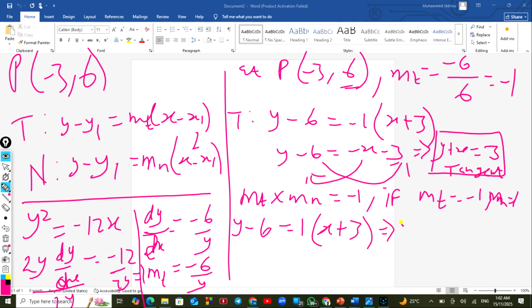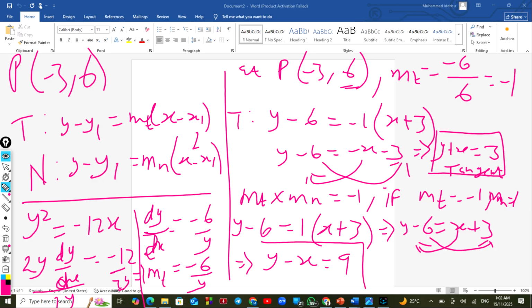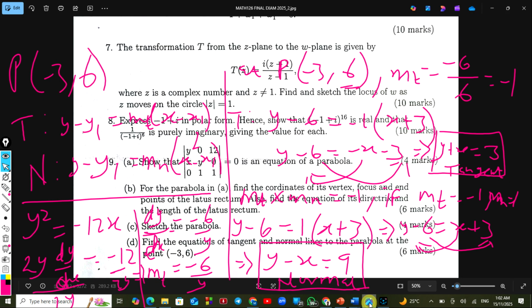This means that y minus 6 is equal to x plus 3. And I'm bringing this guy here, taking the negative 6 there. This means that we have y minus x is equal to 3 plus 6, which is 9. And this is the equation for the normal to the parabola, the line which is normal to the parabola y squared is equal to negative 12x. And we are done solving the final question of the paper. So we are done with the paper.